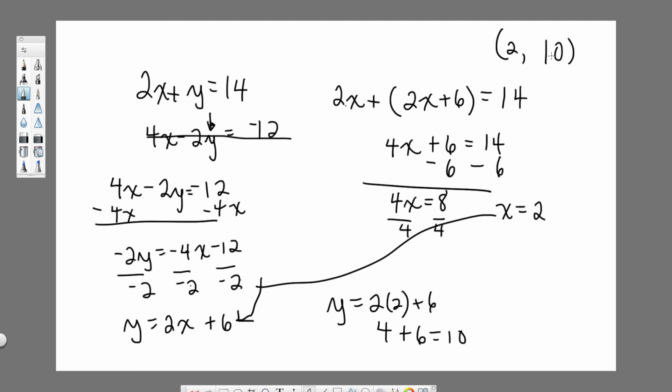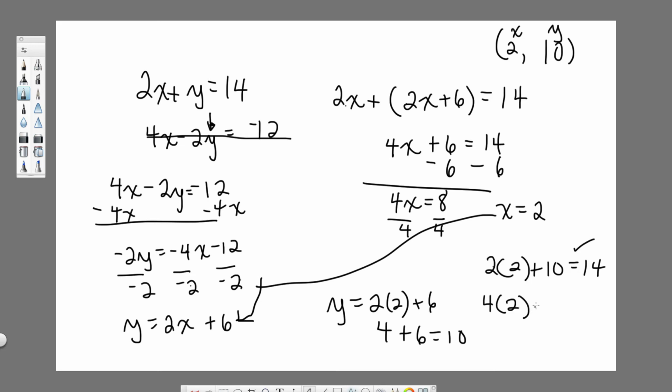Now, you can always check your answers, especially if this is on a high stakes test. If I want to substitute in, remember this guy's going to be x and this guy's going to be y. So I'm going to put them in the original equation. Is 2 times 2 plus 10 equal to 14? 2 times 2 is 4 plus 10 is 14. That checks.